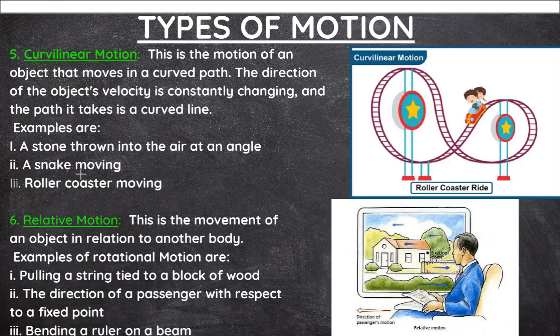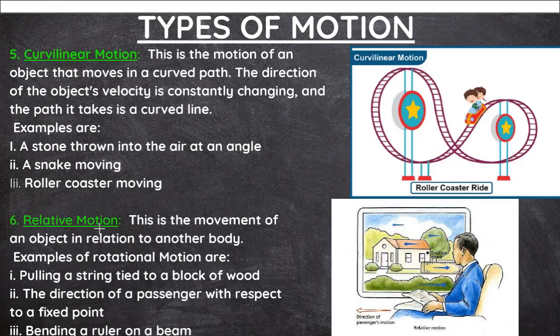We also have a snake moving. Now you know how a snake moves. A snake moves in the form of an S shape. Now that S shape is following a kind of curved path, right? So a snake also undergoes curvilinear motion. We also have a roller coaster, as you can see right here. We have this picture of these small kids moving down like they are on a roller coaster ride. They are moving down, following a curved path as they go.